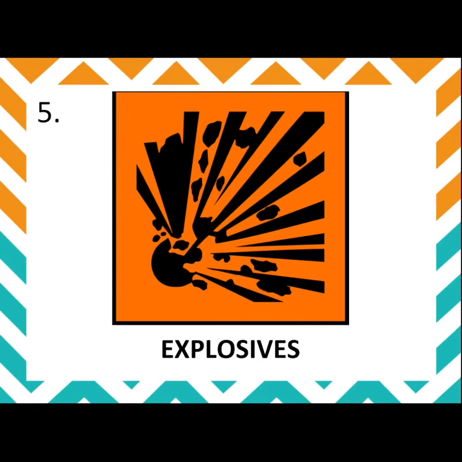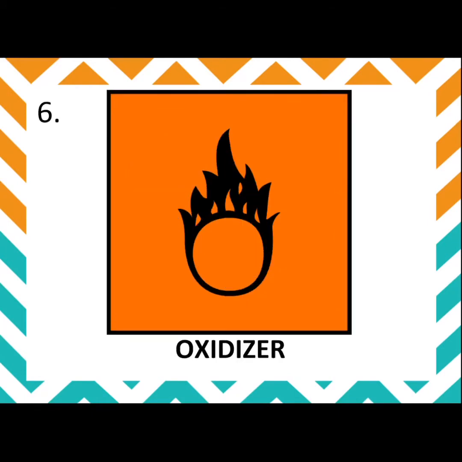Number 5 is explosives, so things that can explode easily. If you're looking at a periodic table, the group 1 elements, so the ones all the way to the left, those are super reactive elements. Those are things that can explode easily. 6 is an oxidizer. We'll talk about what that means a little bit later. Some examples would be oxygen and hydrogen peroxide.